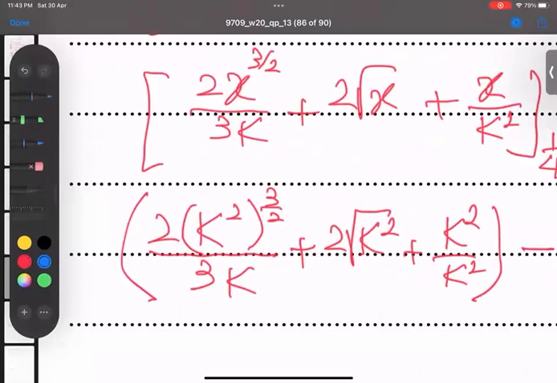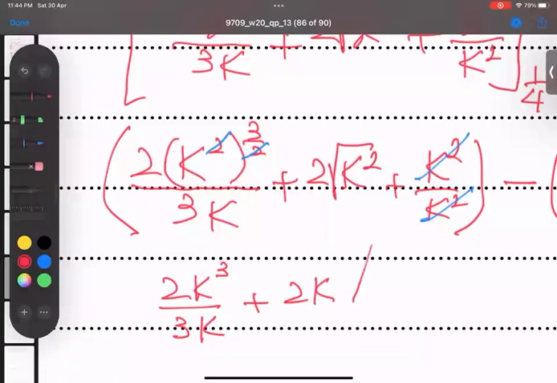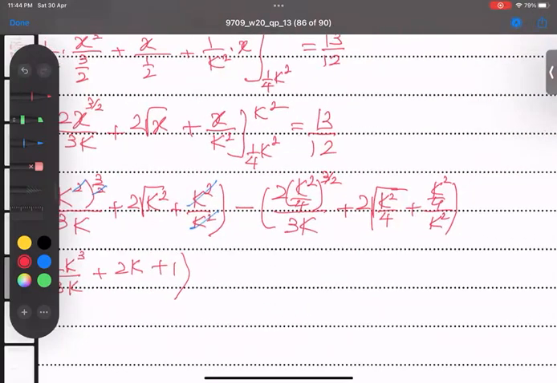This 2 and 2 cancel out, and this k square cancels out. And what I get here is 2k to the power, this 3 comes on top over 3k, and here only k, sorry, 2k only. The reason is because square and root cancel out. And here plus 1. So the upper limit is done. Now let's talk about the lower limit.